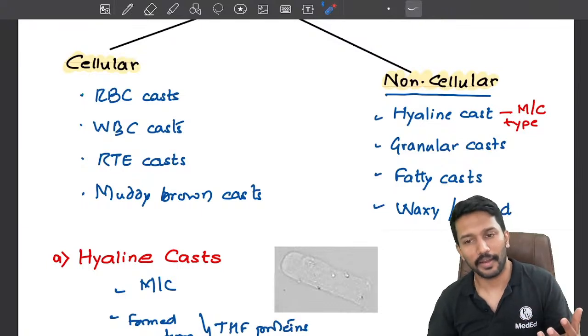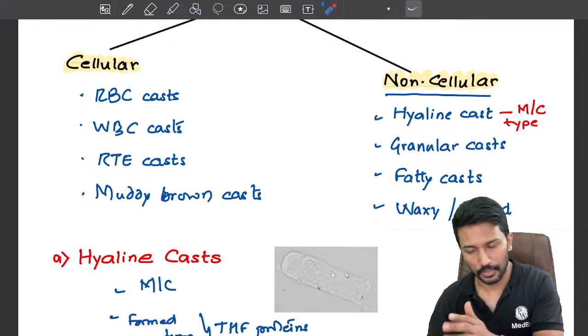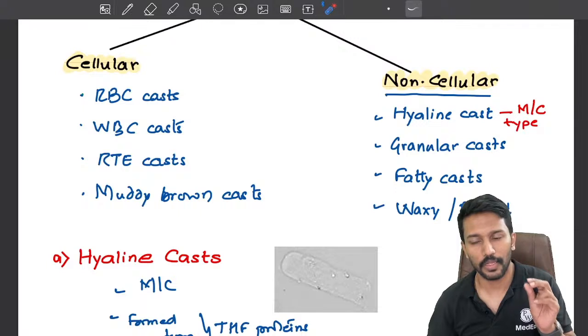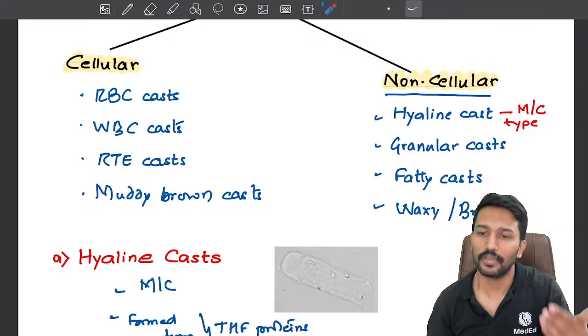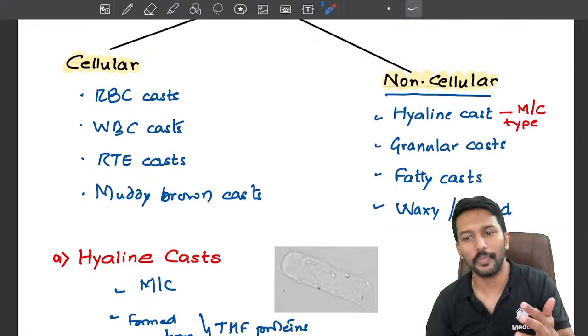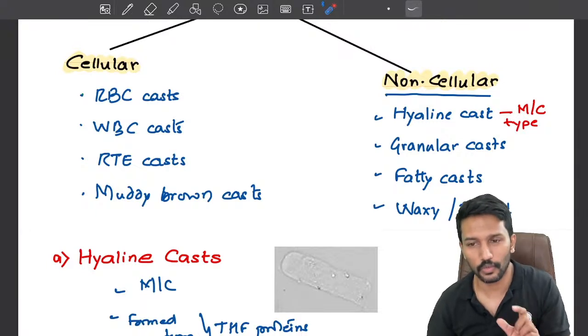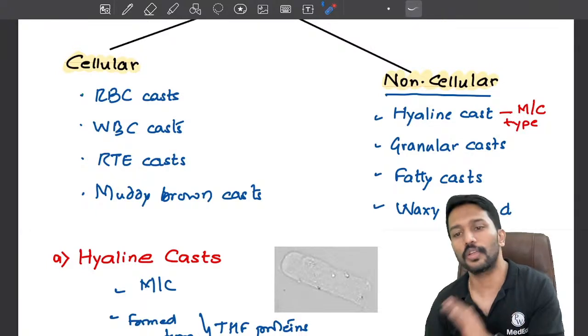Now, what questions can be asked of us? Number one, there will be direct questions asking you in which condition this cast is seen. Number two, there will be questions where the cast will help you recognize the problem or condition. The question may not directly ask what the diagnosis is, but you will be led to the diagnosis so that you can answer the question.